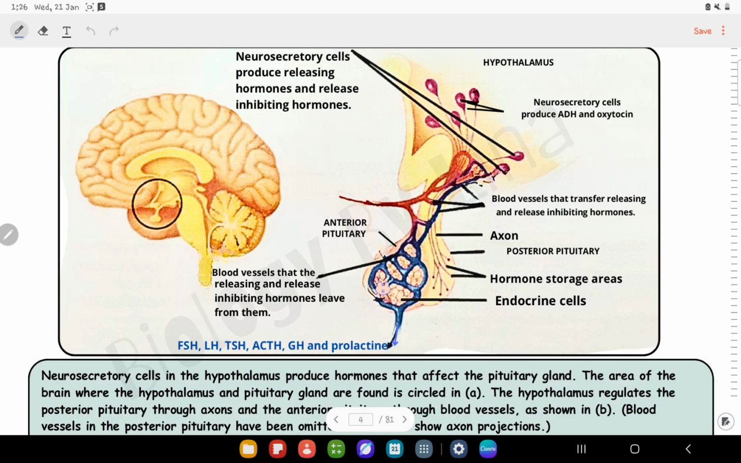But at which time are they secreted? When a signal comes from the hypothalamus, from RH, releasing hormone, it will stimulate the hormone to be released. And also we have RIH, which is release inhibiting hormone. It inhibits the release of hormones, for example, growth hormone and prolactin.